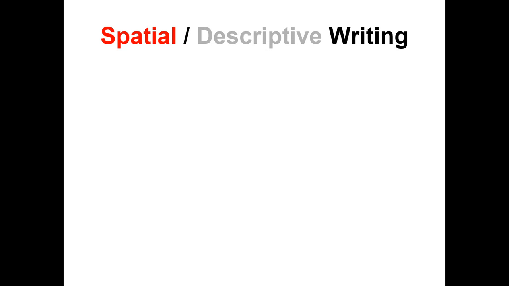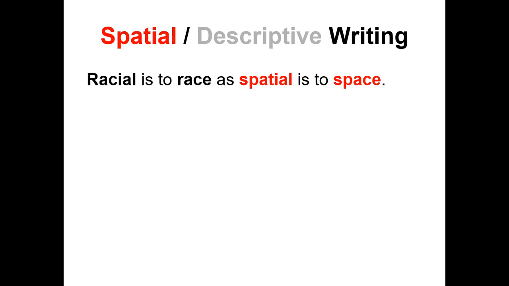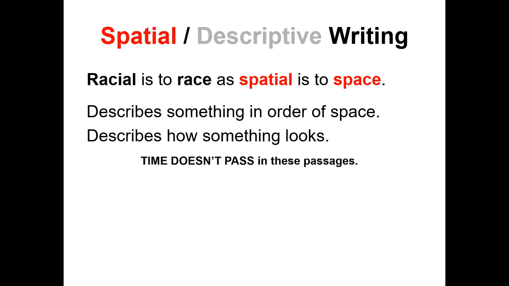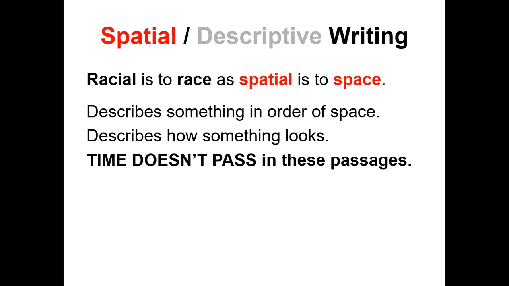So, description. Spatial is a different way that we could think of this, but we're going to call it descriptive or description. Racial is to race as spatial is to space. So it's going to describe something in order of space. It describes how something looks. So time doesn't pass in any of these passages. They are descriptions. They are passing on of facts.